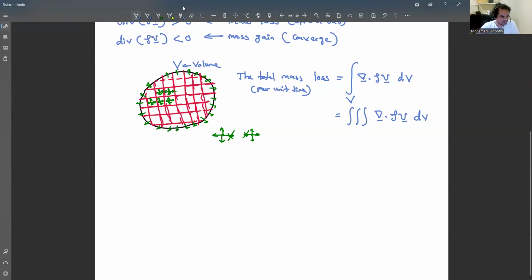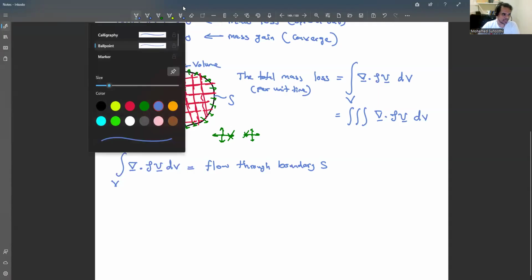So the total mass loss, the volume integral of the divergence of this one, dV, is actually the flow through the boundary. Let's say this boundary is S.